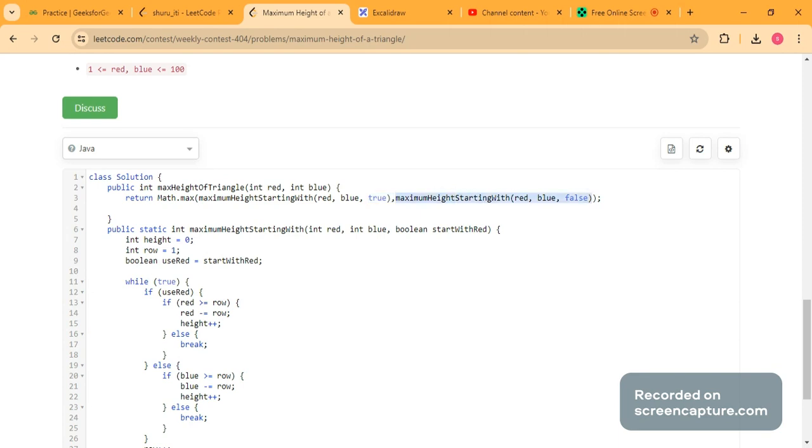This boolean variable, if it's true, represents that the first row has red balls, and if it's false, it represents that the first row contains blue balls. So we are exploring both conditions, and whichever gives us the maximum height, we simply return it. Now, what happens inside this function which gives us the maximum height if I start from the red ball or the blue ball?